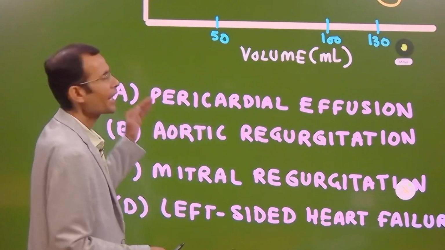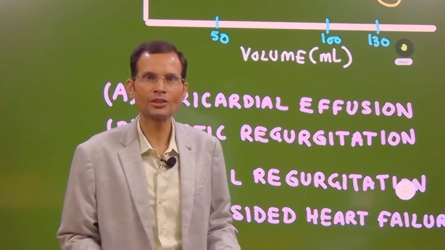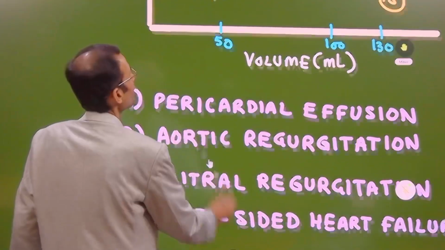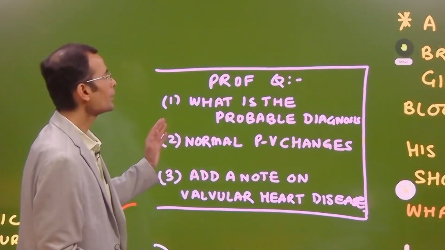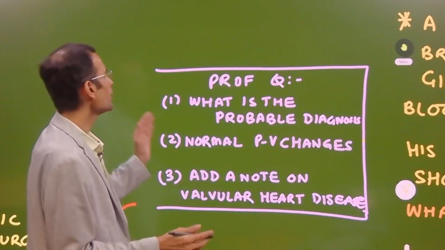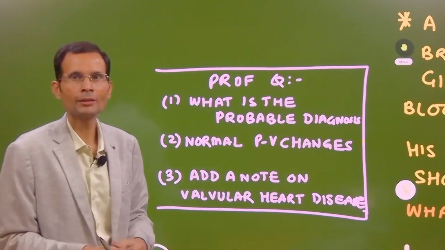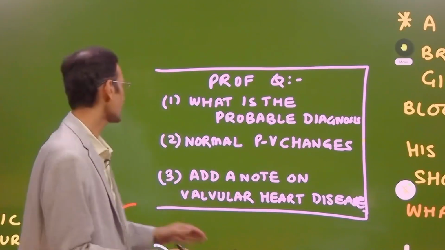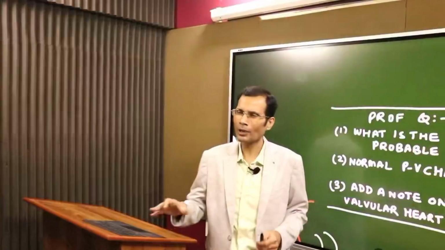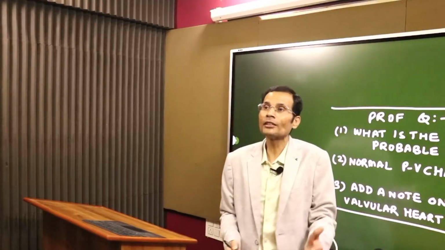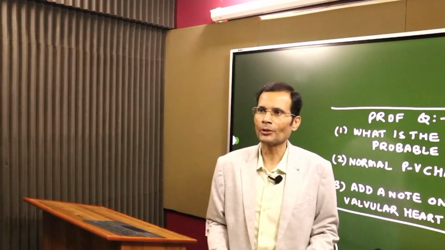Okay, the answer is aortic regurgitation. Now let's find out why the answer is aortic regurgitation, and also let's see what question can be asked from such a case. A prof level question can be: what is the probable diagnosis? Write down about the normal pressure volume changes and add a note on valvular heart disease as the applied aspect.